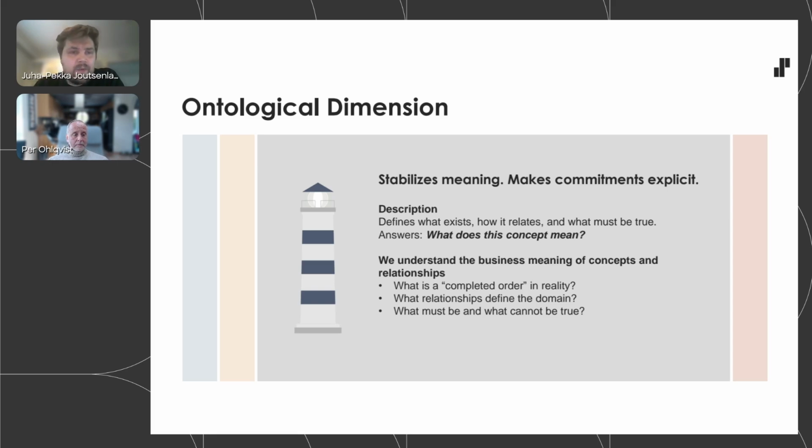And this is currently an emerging topic and something we are also focusing on in this presentation: how to build this kind of ontological understanding.